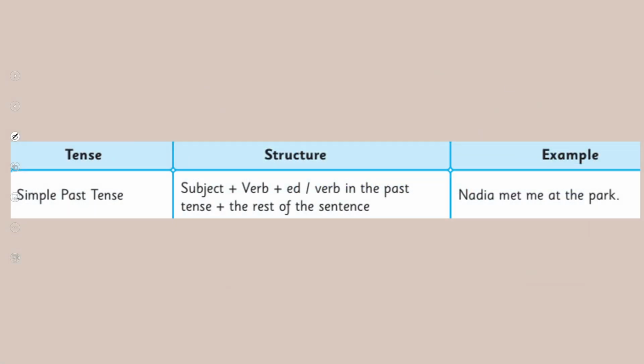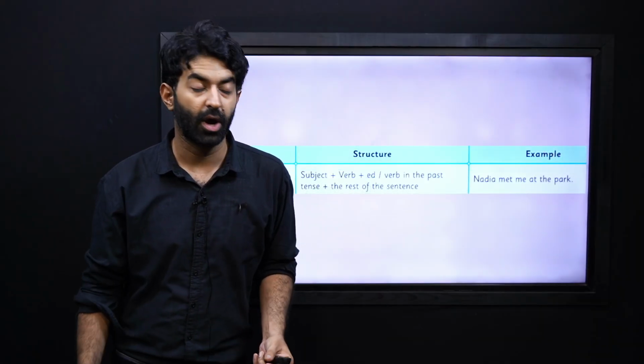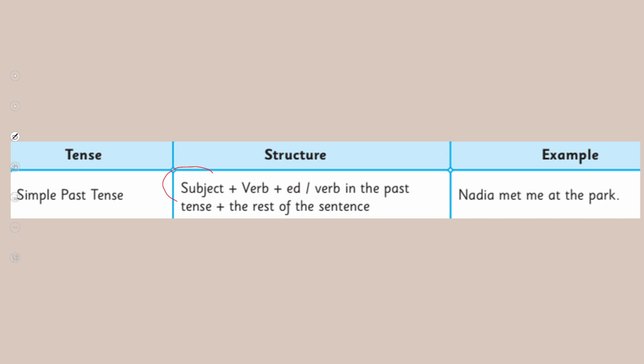All right, so here is the basic formula that you need to memorize. This is the structure of a simple past tense. First, your subject will come over here, followed by your verb. Then you can add ed or totally change the verb in the past tense according to the situation, and then the rest of the sentence. Let's put it into practice.